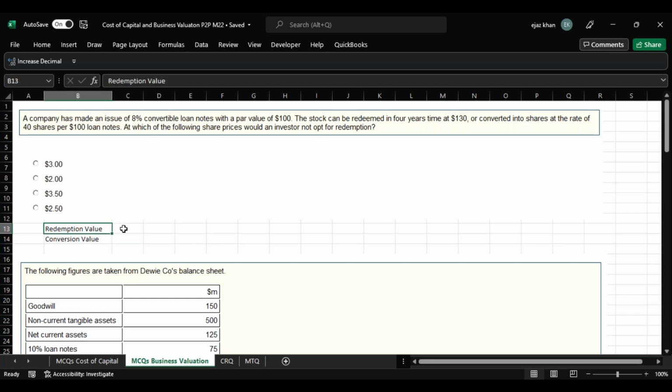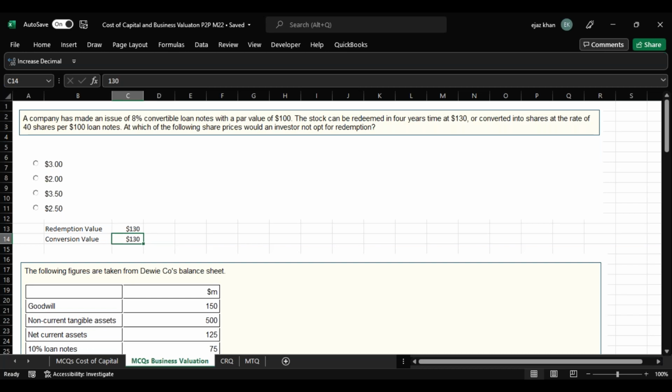Now you know that if the investor decides to redeem, investors will get $130 against each loan note. Now, what should the conversion value be at least, so that the investor is indifferent between the two? It should be $130. So if the conversion value, that is the value of the shares after 4 years, is the same as the redemption value, the investor will be indifferent. But in case conversion value is higher than the redemption value in 4 years' time, the investor will convert rather than redeem. Or if the redemption value will be higher in 4 years' time compared with the conversion value, then the investor will not convert, it will redeem.